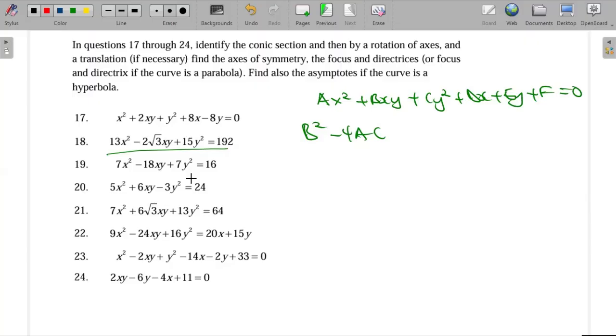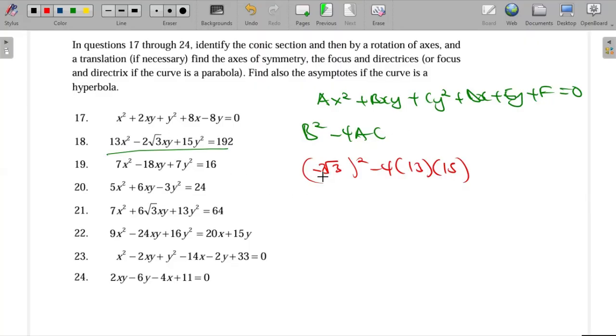So if a question comes in this form, first of all identify what I am dealing with here. Your b here is negative root 2, 3. So you square that, minus 4. Your a is 13, and your c is 15. So this is what you're going to get here.